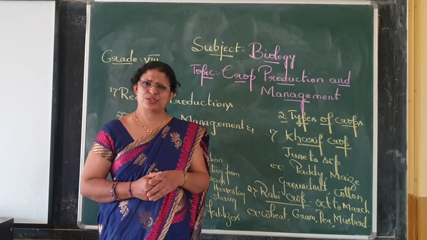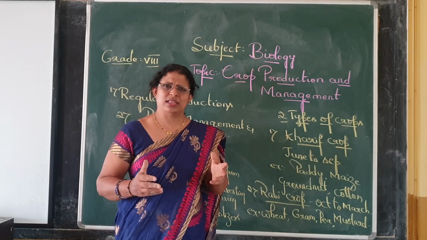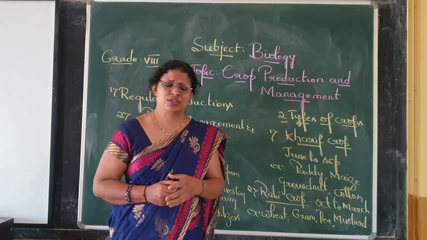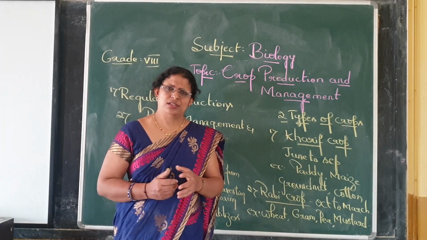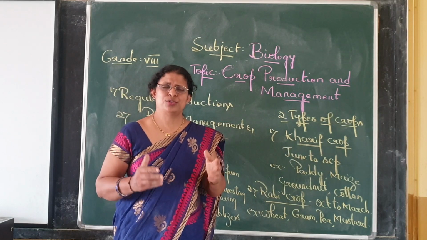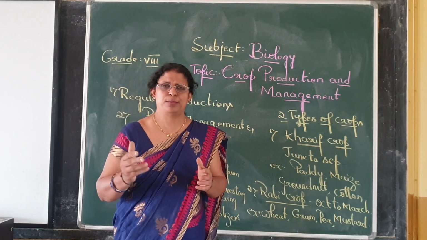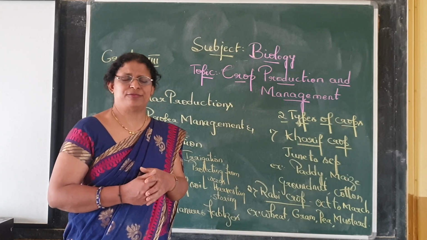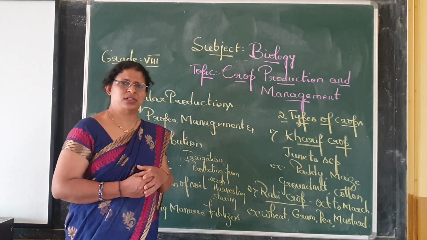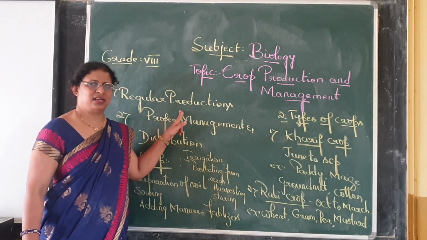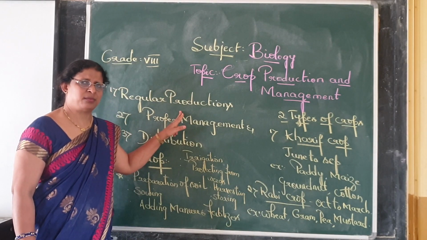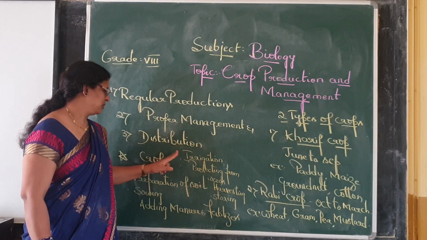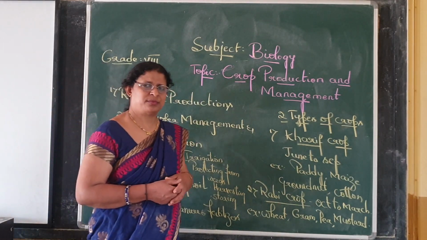Then, when we talk about the food, we know that there is a large number of people in this world, in other words, a large population. How do we provide this food to a large population? What is the way to provide food to such a large number of people? The first is that regular production is very important. Then the proper management. And finally, the distribution.